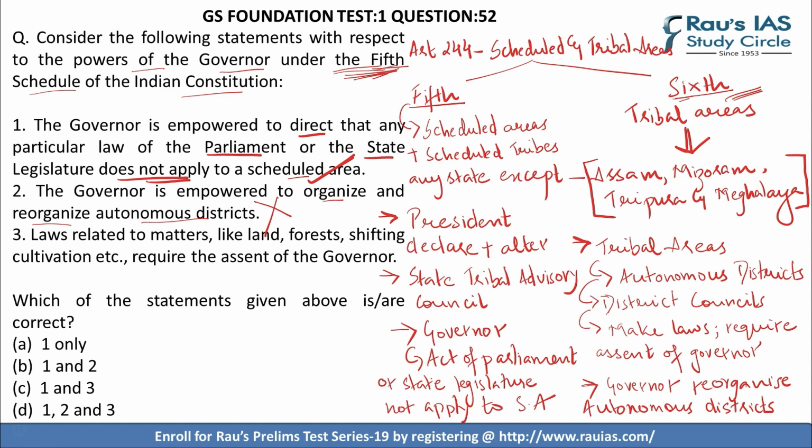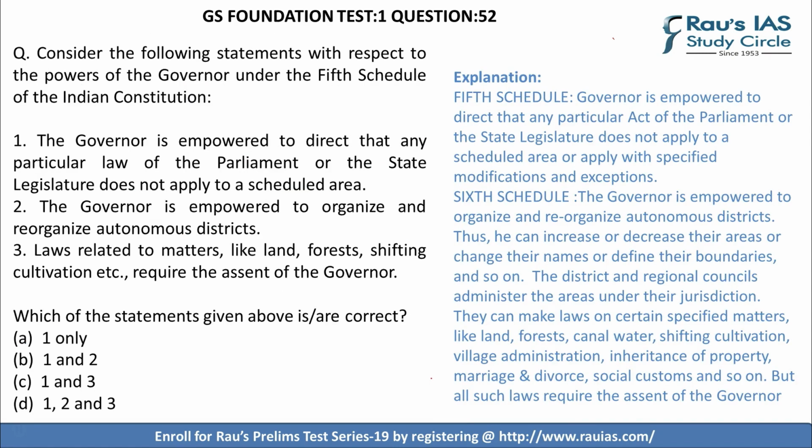Third, laws related to matters like land, forest, shifting cultivation, etc. require the assent of the governor. This statement is again wrong because such power is given under the 6th schedule. Thus, your correct answer would be A, 1 only. You can refer to the explanation for further clarifications.